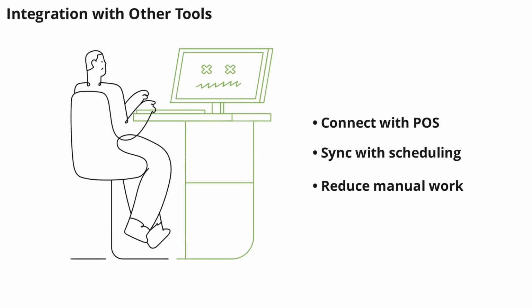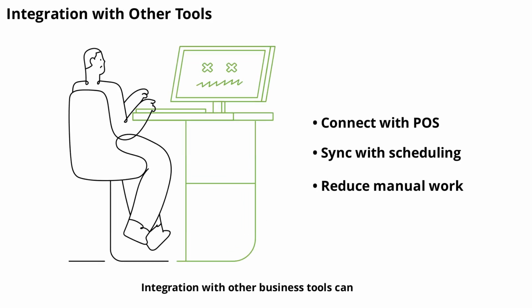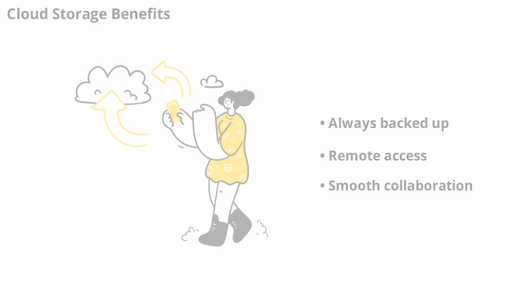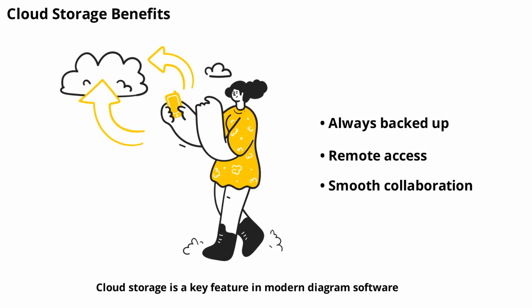Integration with other business tools can greatly enhance your diagram software's usefulness. Look for options that connect with scheduling, POS, or inventory systems. This allows you to keep all your data in sync and streamline your restaurant's operations, reducing manual work and minimizing errors.